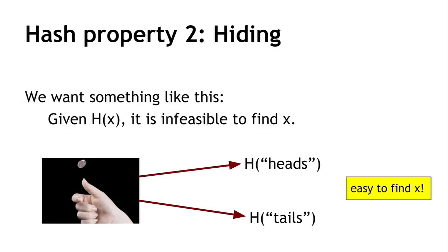You simply compute the hash of the string heads and the hash of the string tails, and you see which one you got. And so in just a couple of steps, you can figure out what x was. The reason this example failed, that is the reason why an adversary was able to guess what the string was, is that there were only a couple of possible values of x.